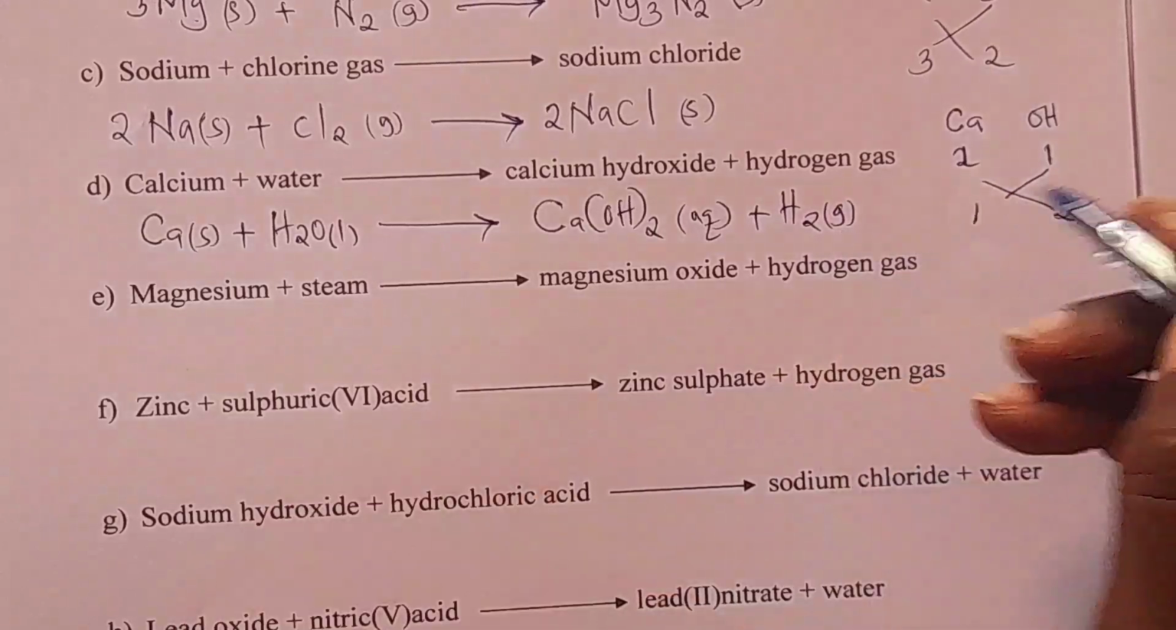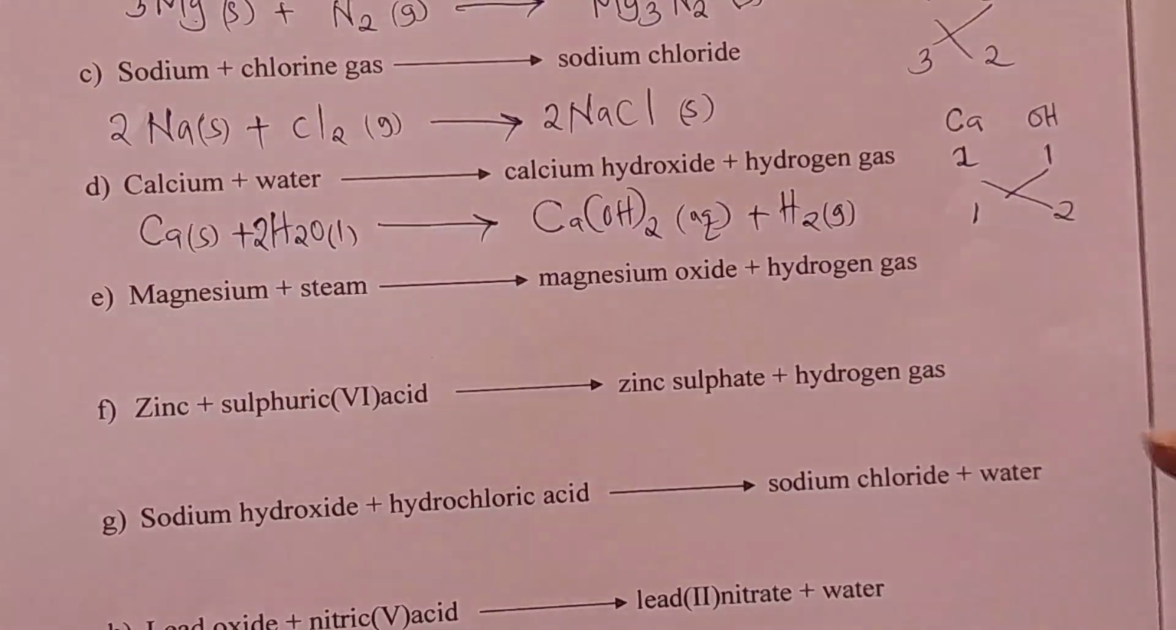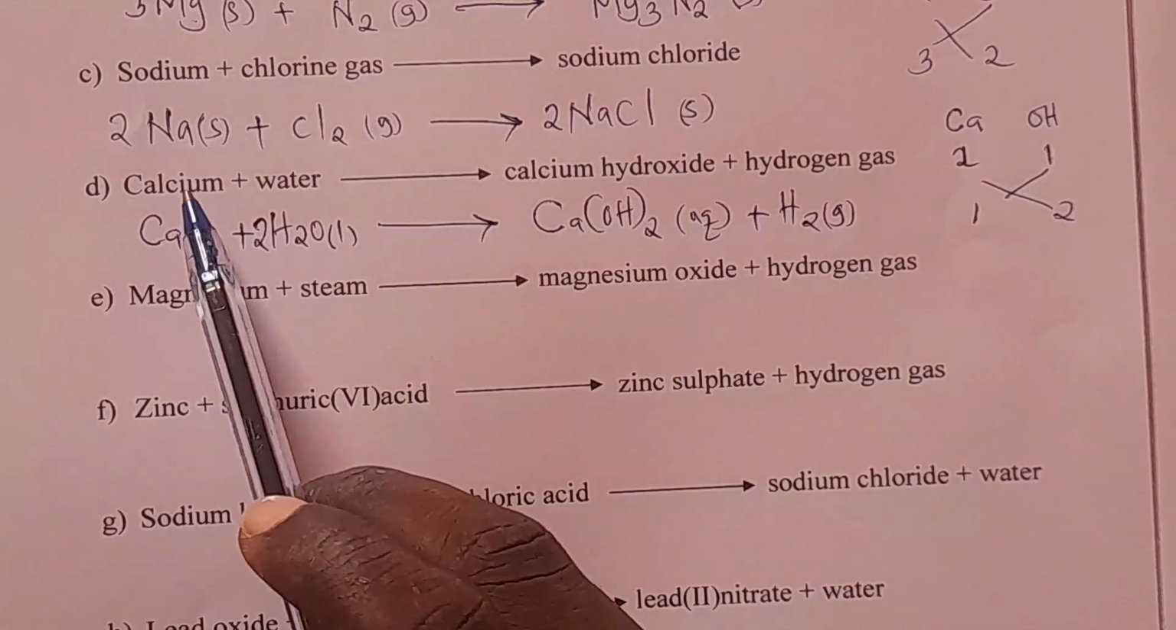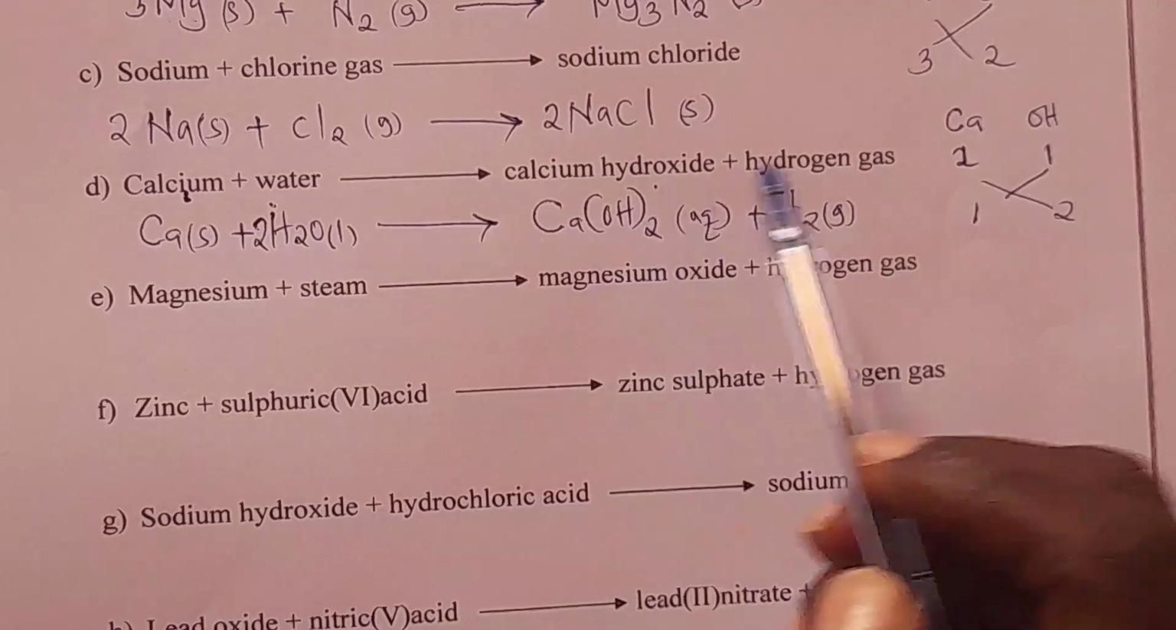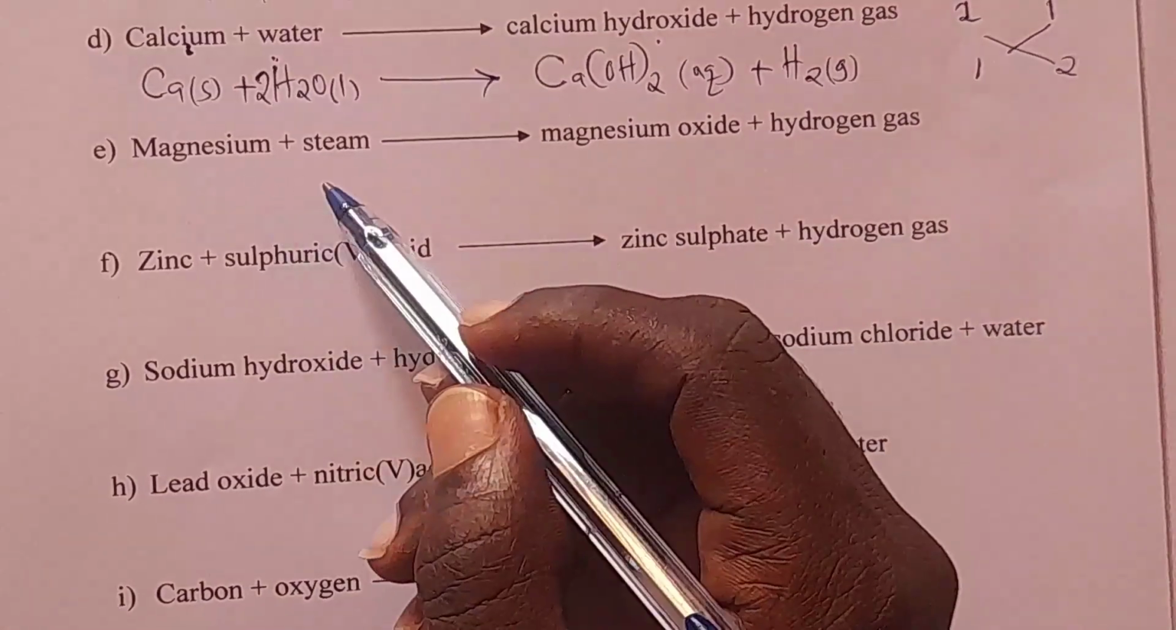So let's balance this equation. It's not balanced, so we're going to put 2 here to balance the equation, and we are going to leave it like that. Next, you have to know that when a metal reacts with water, we get metal hydroxide and also hydrogen gas as our products. Then next, we are going to go to E, magnesium plus steam.